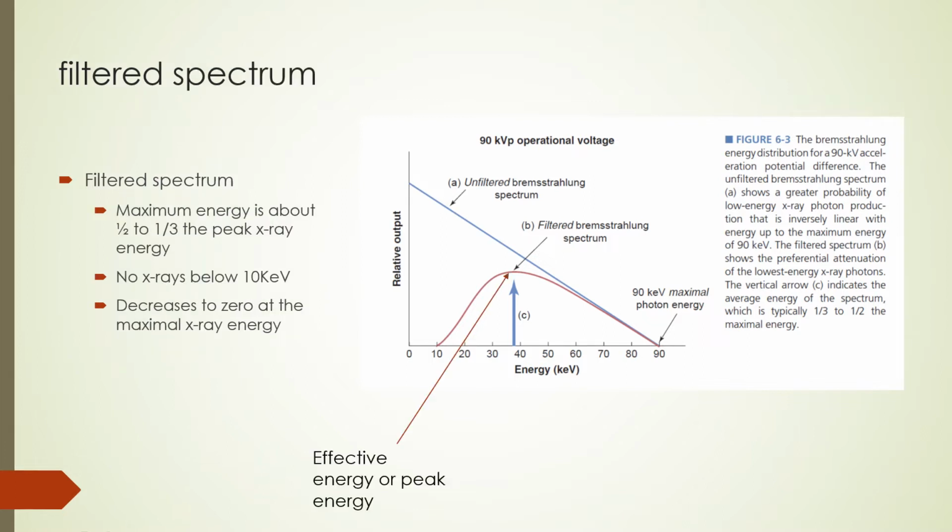In this figure, we shall focus on the filtered X-ray spectrum. The filtered X-ray spectrum has no X-rays below about 10 keV. Those X-rays are removed by the filter. The relative X-ray output increases to a maximum at about 1/3 to 1/2 of the maximal energy and then decreases to 0 at about the maximal X-ray energy. The peak location in the filtered spectrum is called the effective energy.